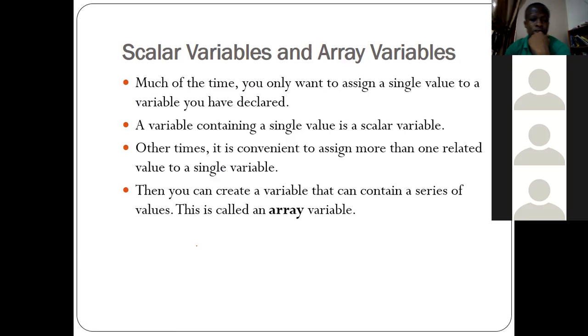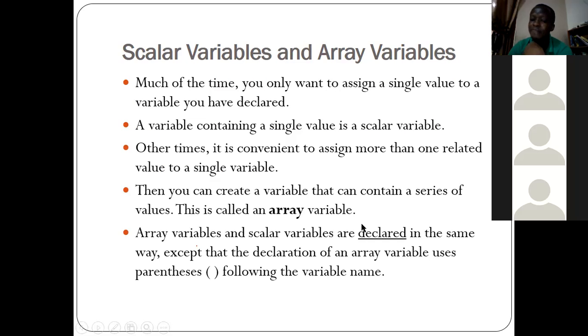Okay, so you can create a variable that contains a series of values. We call it an array variable. Array variables and scalar variables are declared in the same way. So there should be a way that you tell the computer that this variable is an array variable or a scalar variable, except that the declaration of an array variable uses parentheses following the variable name.